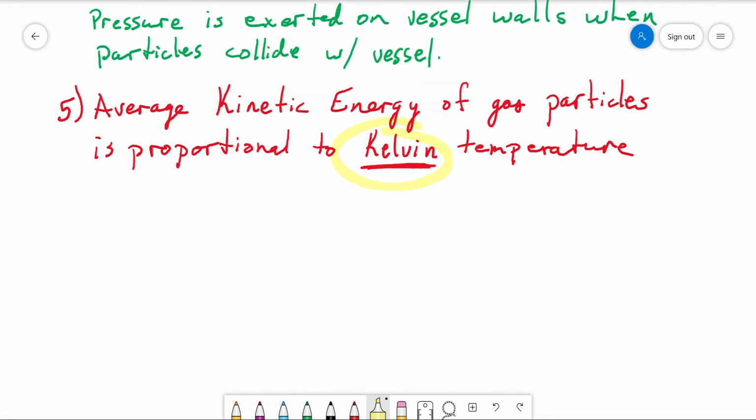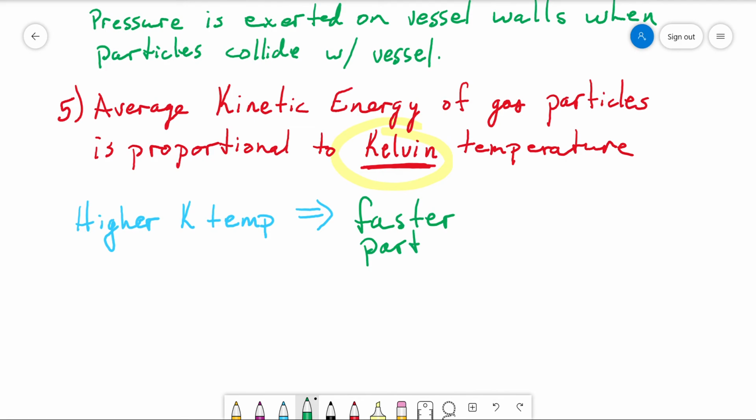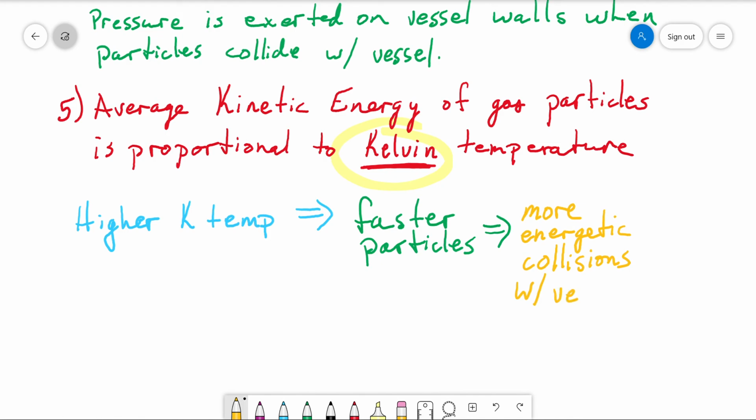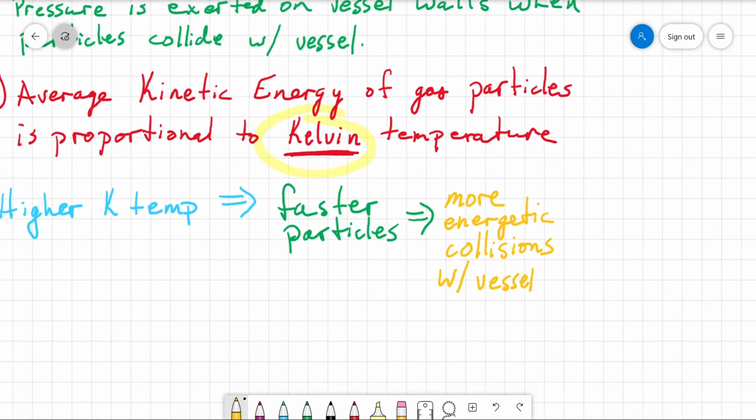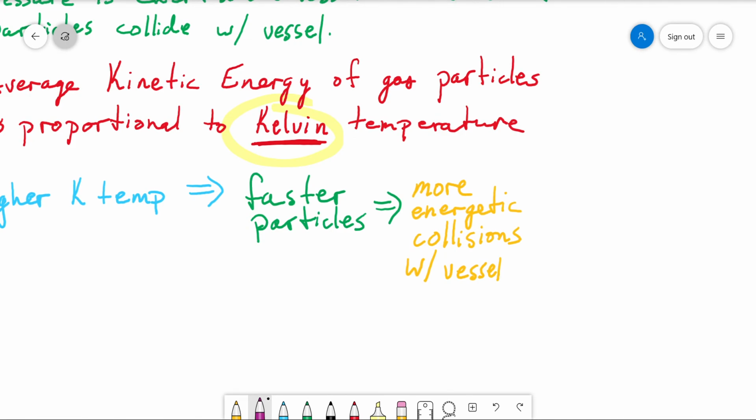Maybe we should write that down. Higher temp, higher Kelvin temp, that gives us faster particles, which gives us higher energy, let's say more energetic collisions with the vessel, be it a glass flask, a compressor, balloon, does not matter what the vessel is, and therefore we get higher pressure.